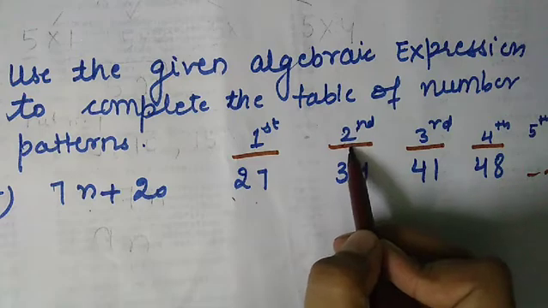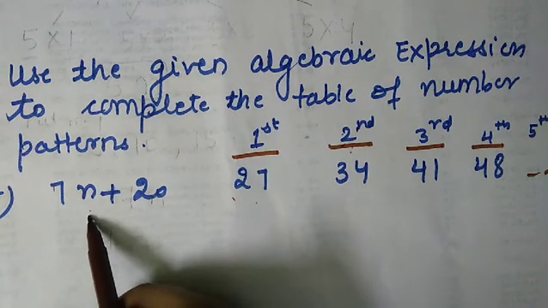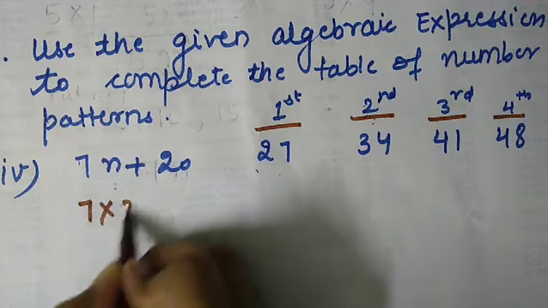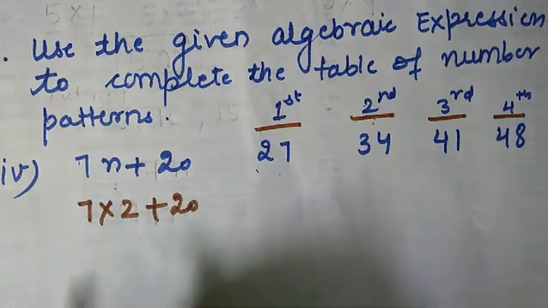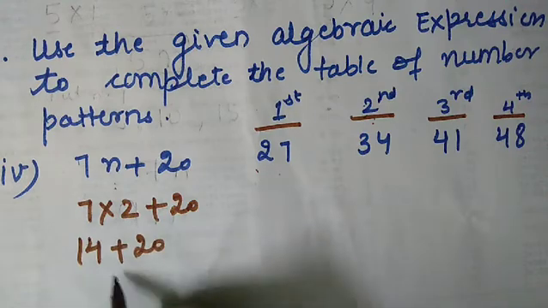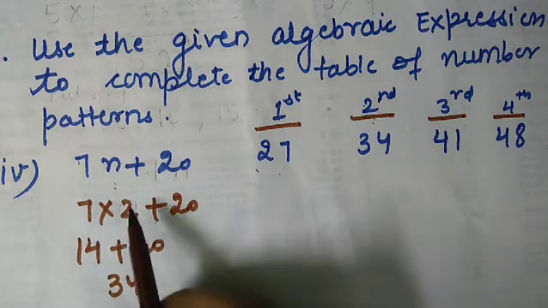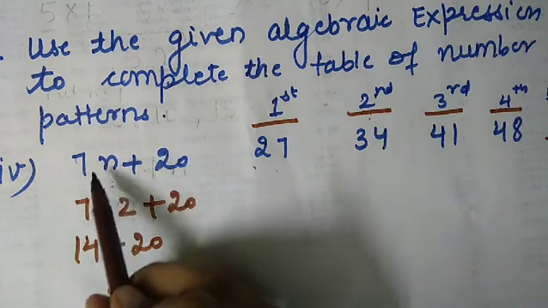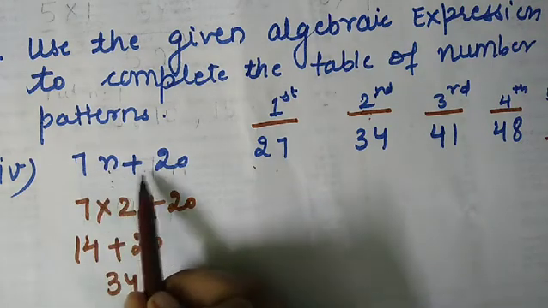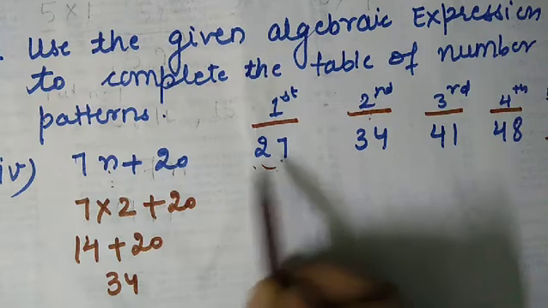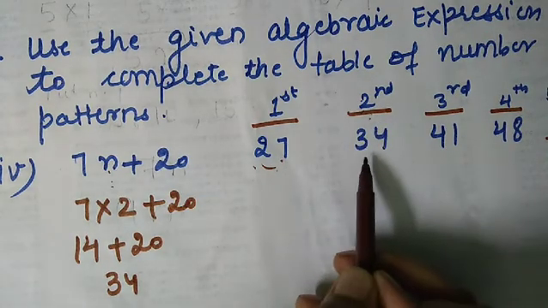It means if you put n equals 2, let us put the value of n. So 7 into 2 plus 20. Using BODMAS, I will multiply first. So 7 twos are 14 plus 20, so it will be 34. If you put n equals 1, 7 into 1 is 7 plus 20, that is 27. Okay, so you will get this first number. If you put n equals 2, you will get the second number.